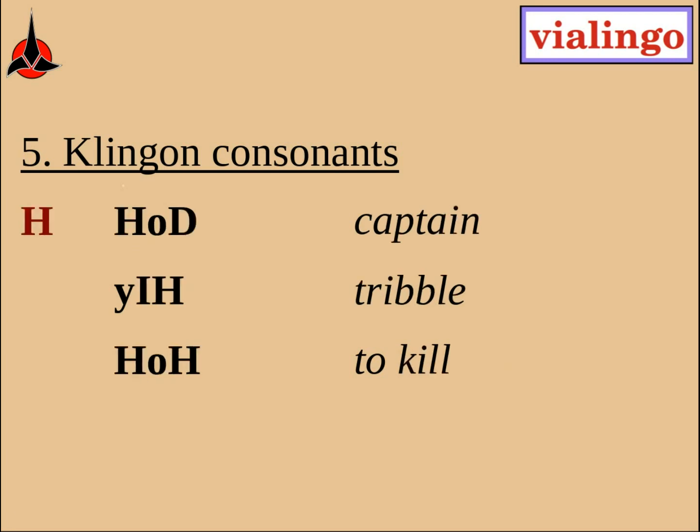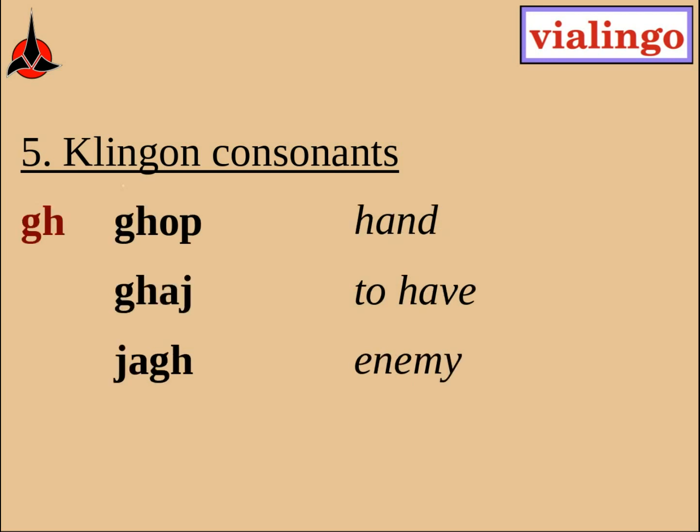The letter H is something like the ch in the Scottish word loch or the German word Bach. It should sound almost like you are trying to clear your throat. Ch, ch, ch. Chod, chod. Yech, yech. Choch, choch. The sound written as GH is also sounded near the back of the throat, but this time your vocal cords should vibrate.